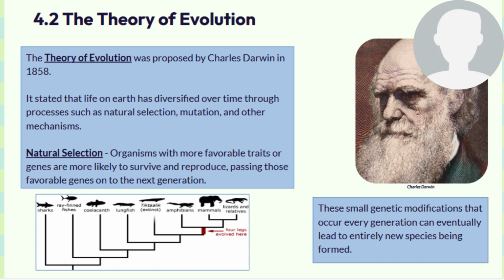The theory of evolution was proposed by Charles Darwin in 1858. It essentially tells us how life changes and the processes through which it happens. The most notable of these processes being natural selection. Natural selection is essentially a fancy biology term for saying survival of the fittest.